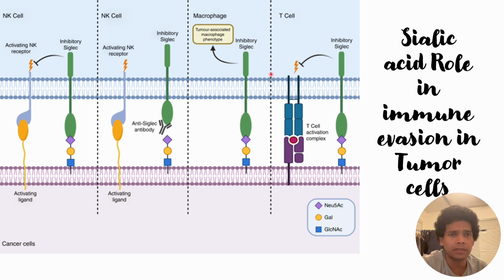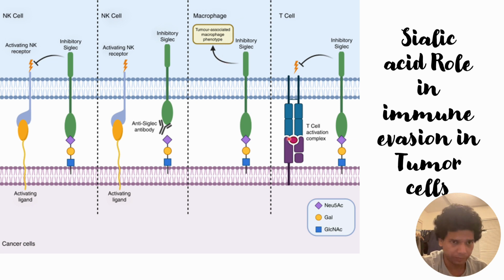The same case has been shown here for macrophages. The inhibitory siglec has another function: it will activate the tumor associated macrophage phenotype, which is necessary for maintaining the energy required by the tumor cells for uncontrolled growth and survival. One of the ways this energy requirement is maintained is by the function of this macrophage, the tumor associated macrophage phenotype.